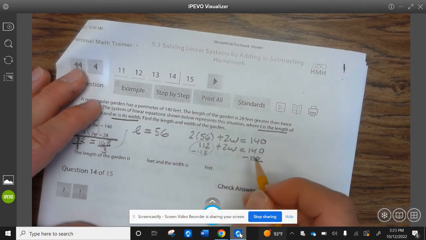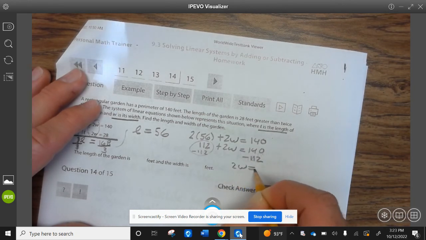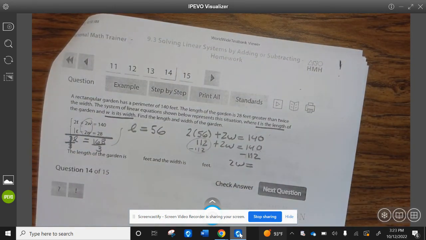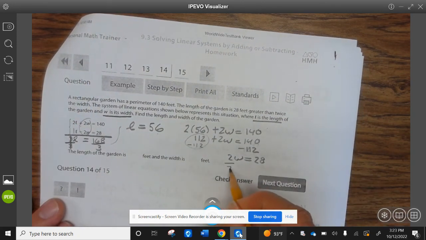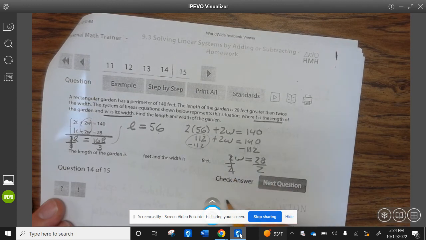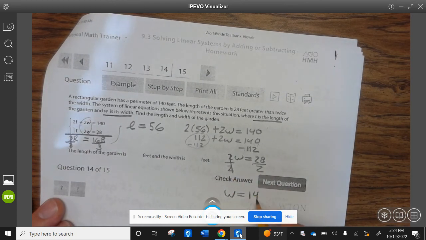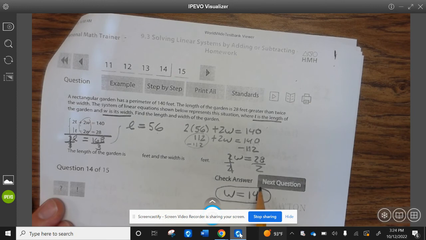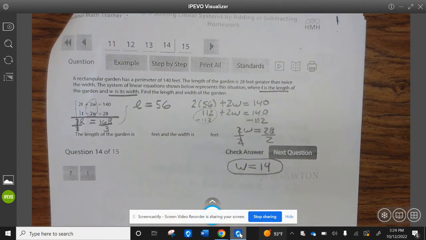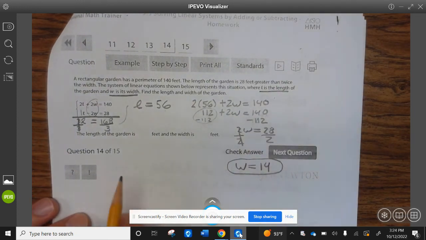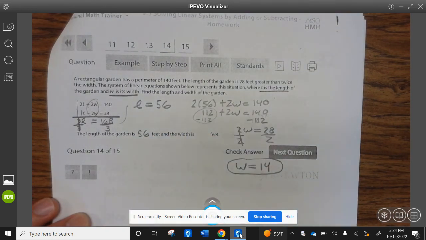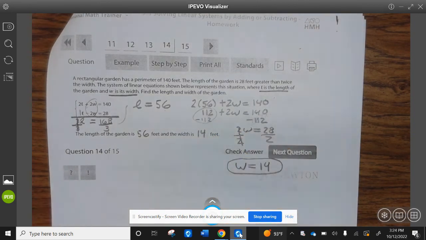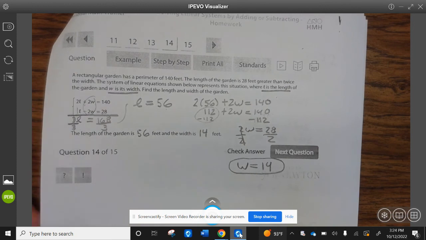That becomes 0. You get 2W equals 28. Divide both sides by 2. W equals 14. Okay, so the length of the garden is 56 feet and the width is 14 feet. All right, go ahead and finish up the example.